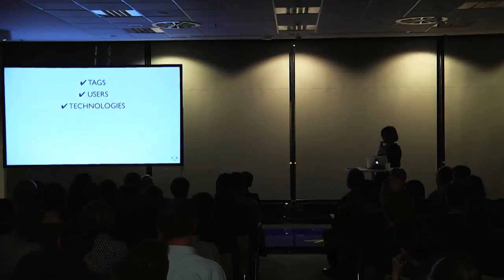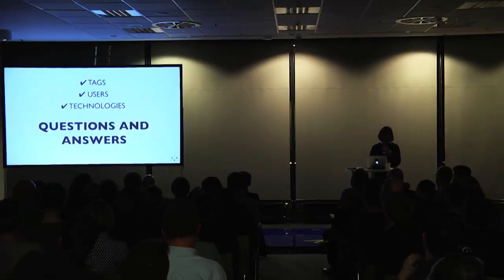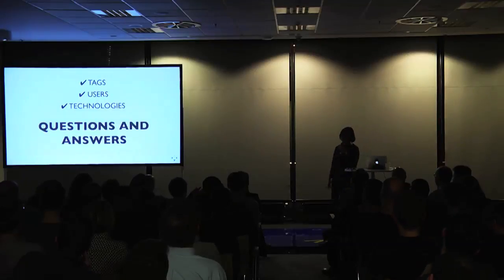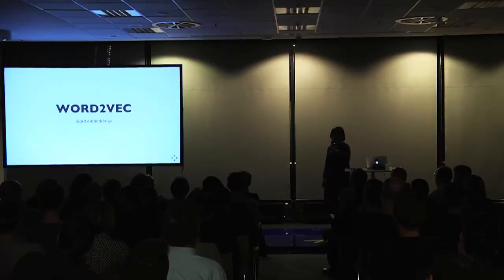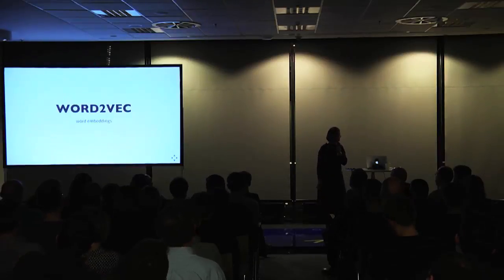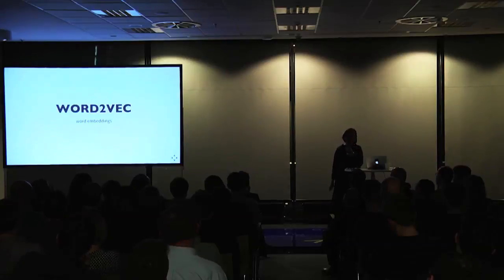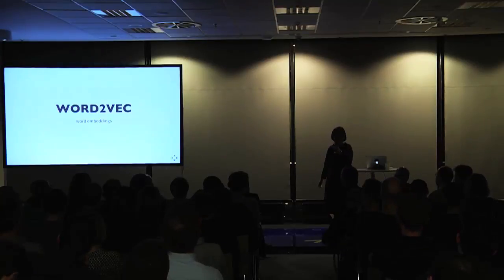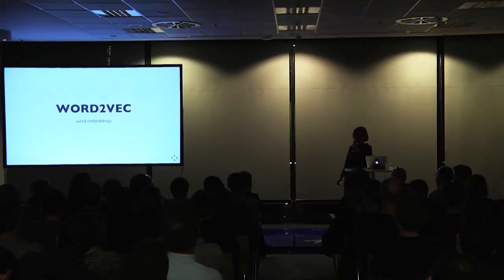So now I looked at tags, I looked at users, I looked at technologies. I haven't really looked at any questions and answers. So what can we do with that? Well, I decided to use another cool thing called Word2Vec, which is another embedding, not the embedding into 2D. Now this is embedding of words into vector space. And it's actually using neural networks to do that.